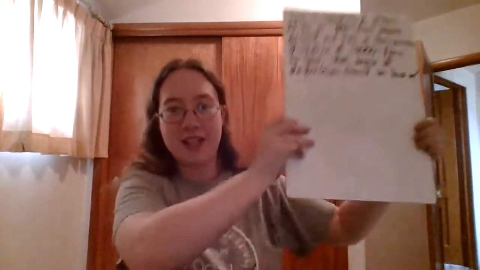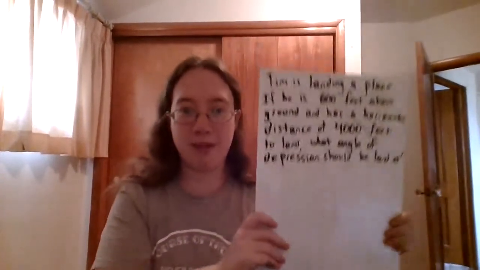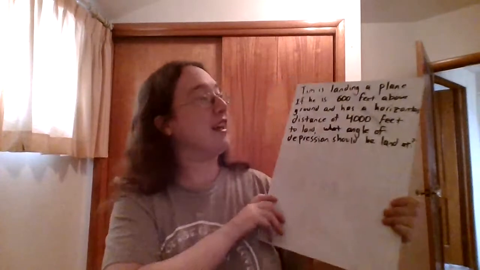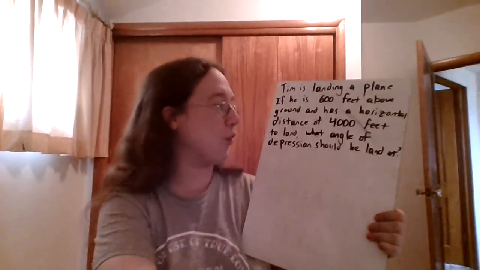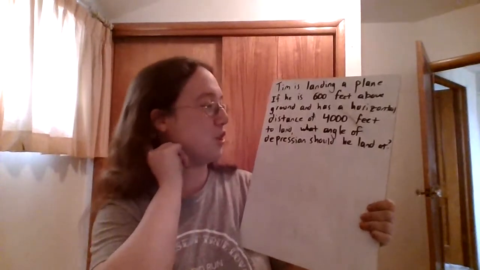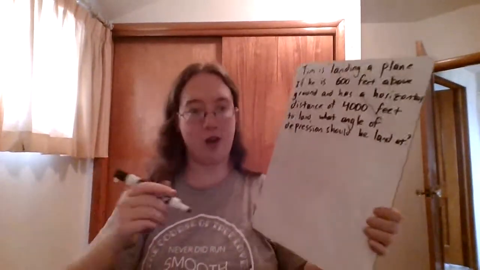Okay, now we all know that the tricky part with story problems is not when you already have a picture, it's when you have a bunch of words instead of a picture, and you have to get your own picture. So we got Tim. My cousin Tim flies planes, he actually does. And he's landing a plane, and he's at 600 feet above the ground, and he has a horizontal distance of 4,000 feet to land, and we want the angle of depression he should land at. So really the big thing here is figuring out what our picture is going to look like.